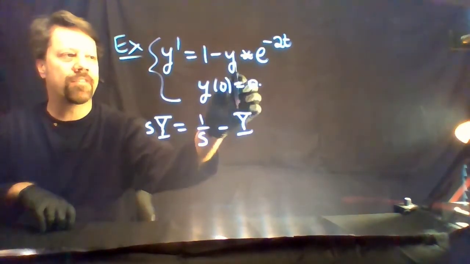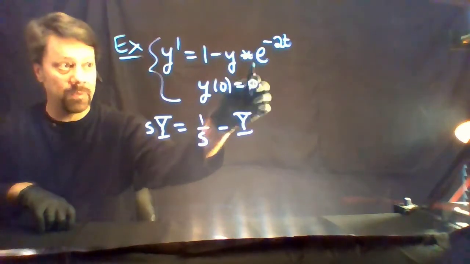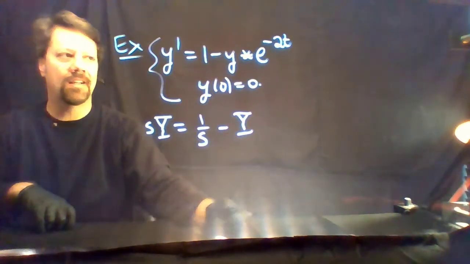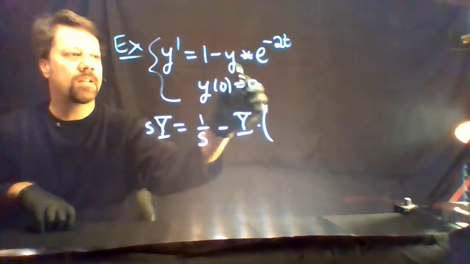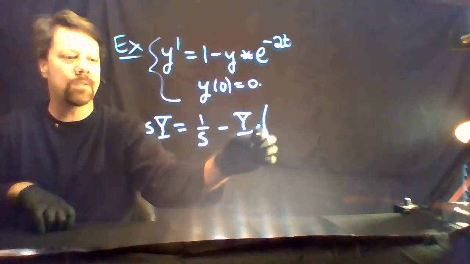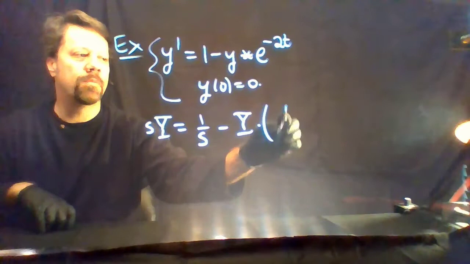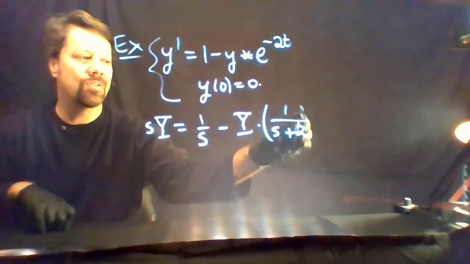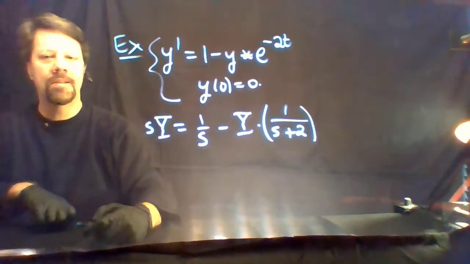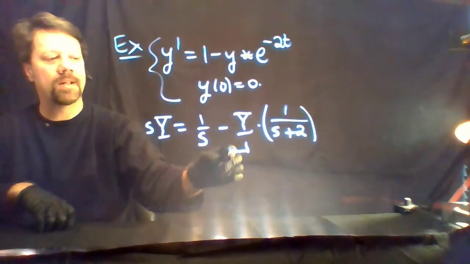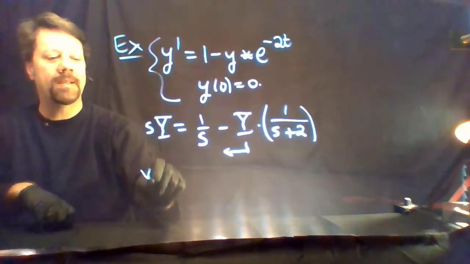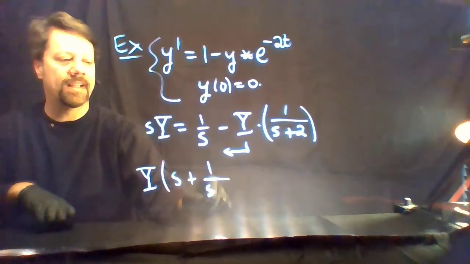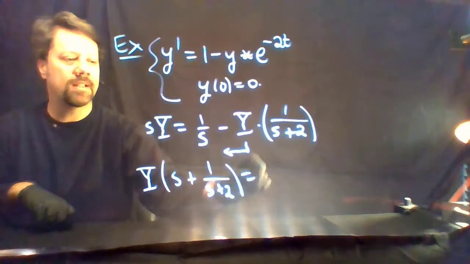Now because of our theorem, when we do the Laplace transform of a convolution, we just get the product of the Laplace transforms. The Laplace transform of little y is big Y. The Laplace transform of e to the negative 2t is 1 over s plus 2. To solve this problem, we need to get all the y's on one side. So we'll have big Y times s plus 1 over s plus 2, still equal to 1 over s.